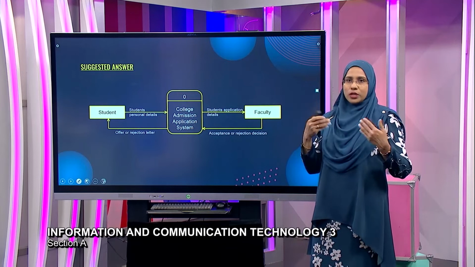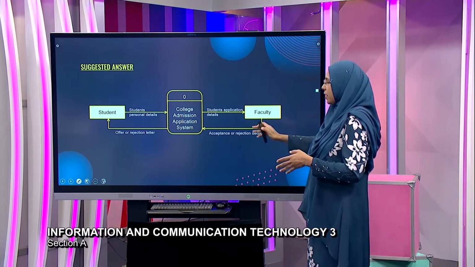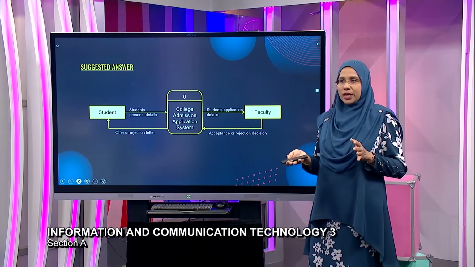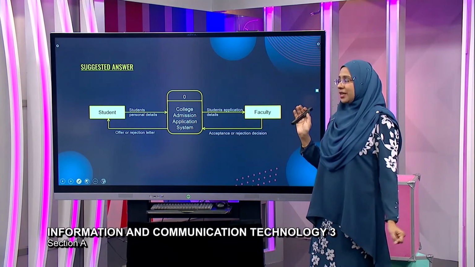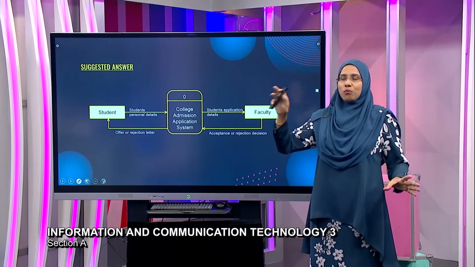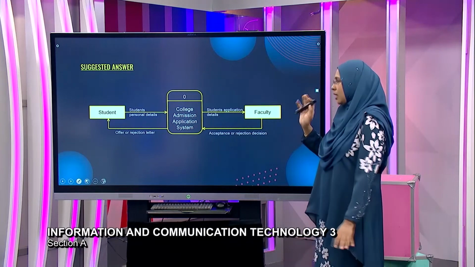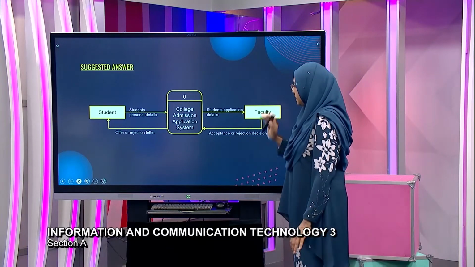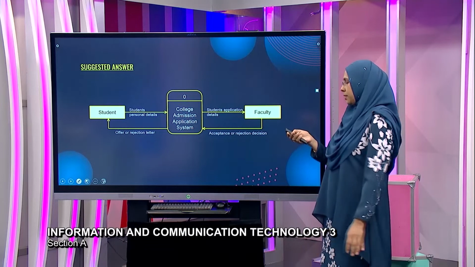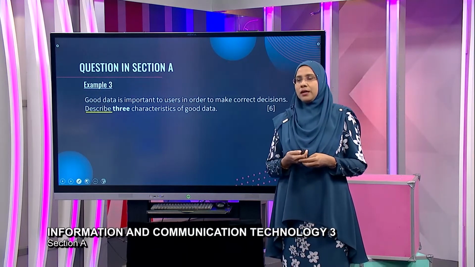Okay, maybe the question will ask for a data flow diagram. This is another part of this. A data flow diagram is much longer. Okay, you have to split this into a few more processes. So it will be longer. Okay, so I don't discuss the data flow diagram here. Okay, next we look at example 3.